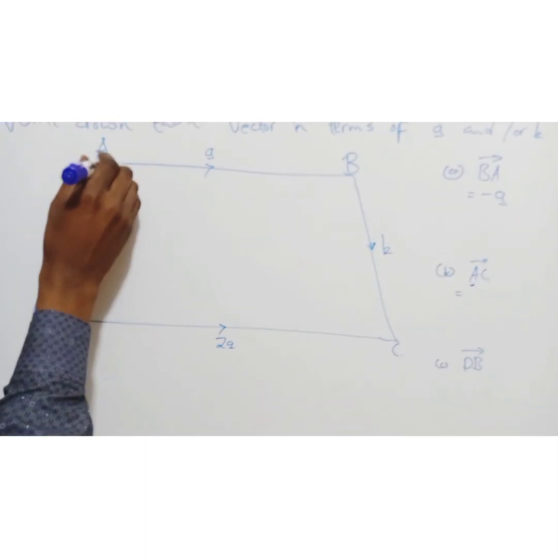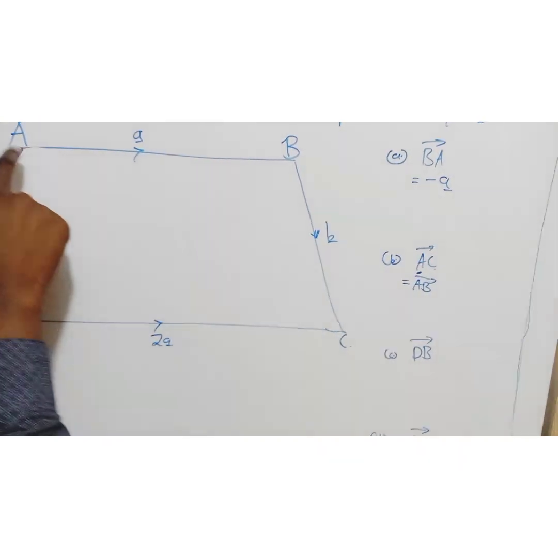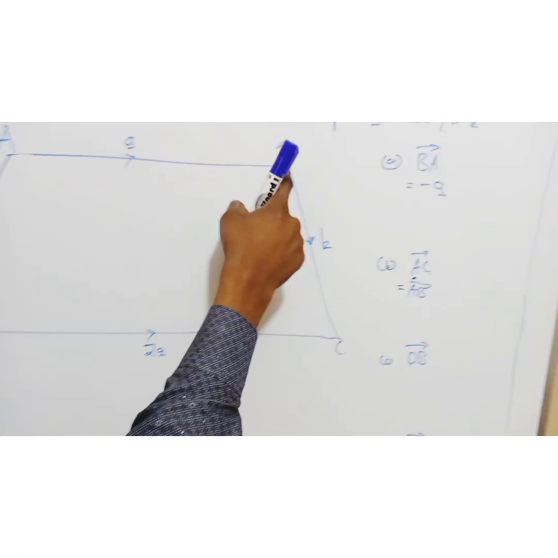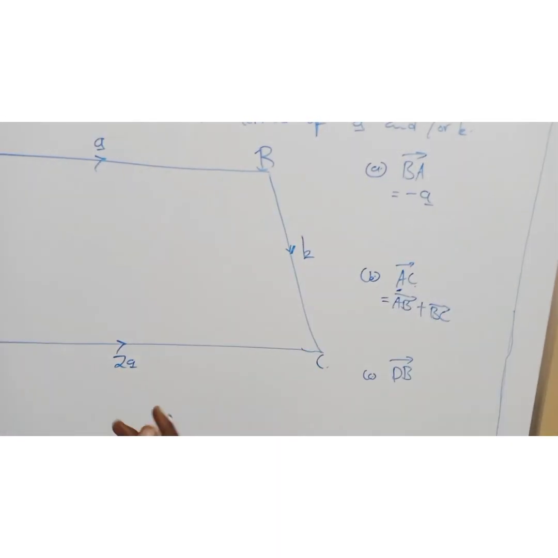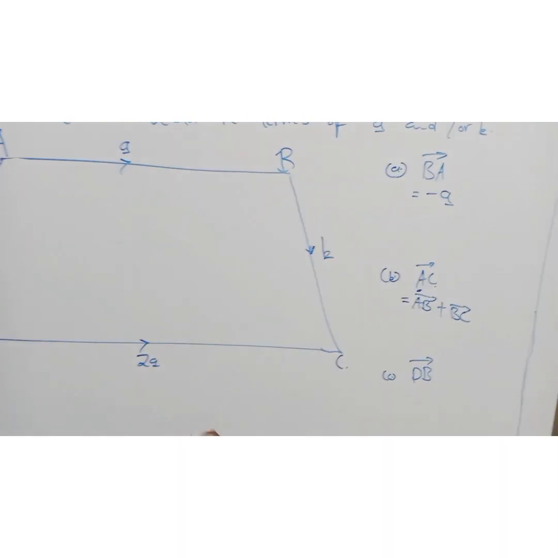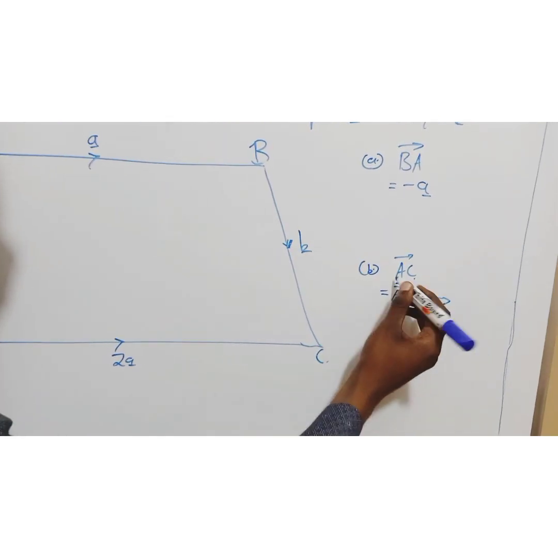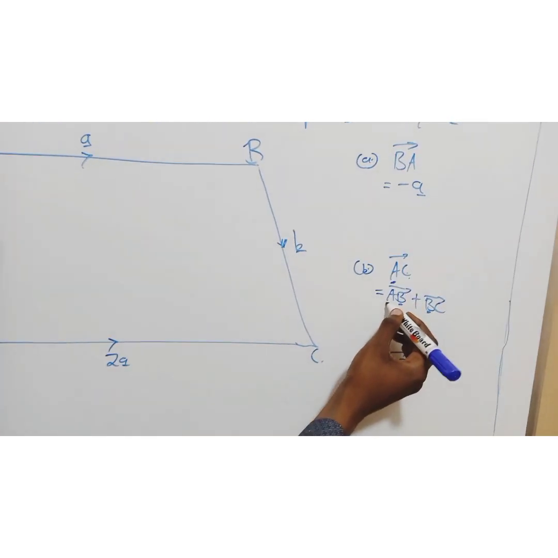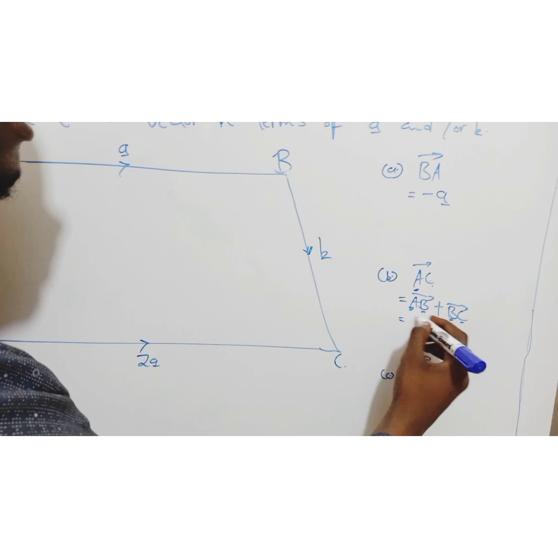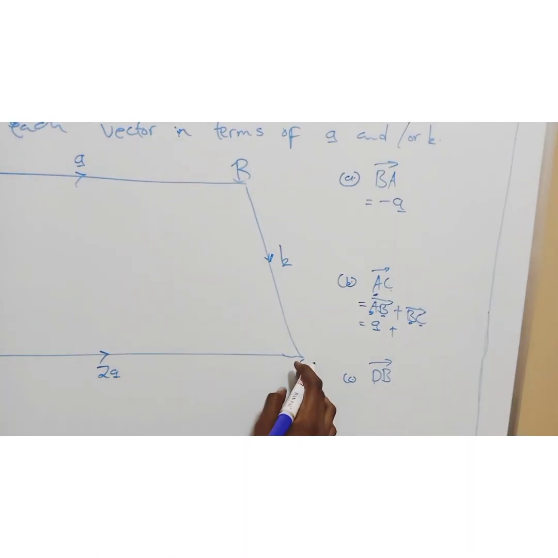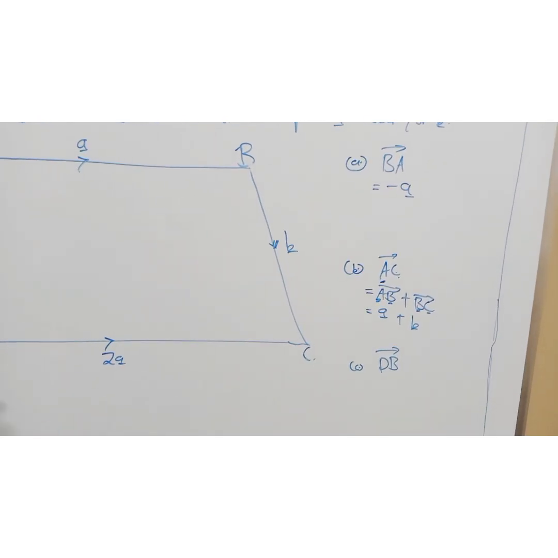So how do we get to AC? We will start by going to vector AB. After you reach here, go to BC. So plus BC. Simple as that. Always make sure that the letters in the middle are the same. They have said vector AC, so start with A, end with C. Simple way to prove: vector AB is A, plus BC is B. Done. Simple as that.